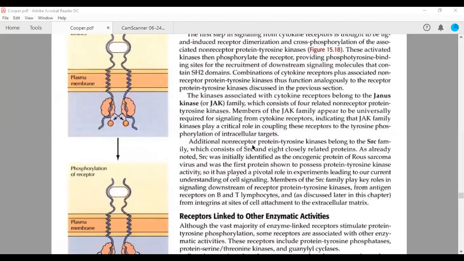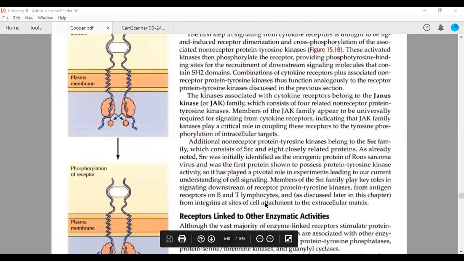Additional non-receptor protein tyrosine kinases belong to the SRC family, which consists of SRC and 8 closely related proteins. As already noted, SRC was initially identified as the oncogenic protein of the sarcoma virus and was the first protein found to possess protein tyrosine kinase activity. So it has played a pivotal role in experiments leading to our current understanding of cell signaling. Members of the SRC family play a key role in signaling downstream of receptor tyrosine kinases from antigen receptors, for example on B and T cells. Now this is the immunology portion.